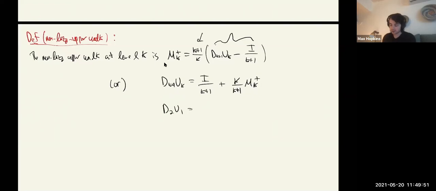This was equal to what? It was equal to I over 2, the identity over 2, plus the adjacency matrix over 2. Right. So this way of defining it is kind of the analog of how we saw the lazy version of the adjacency matrix back on graphs.